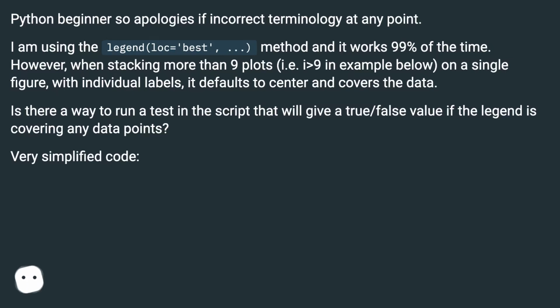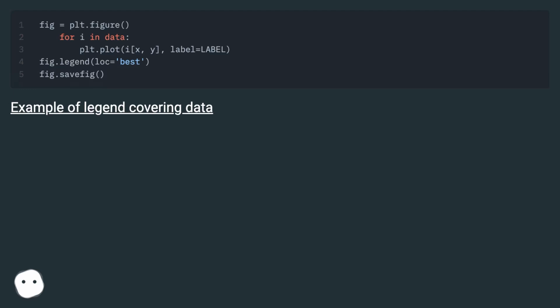However, when stacking more than 9 plots, i.e. I9 in example below, on a single figure, with individual labels, it defaults to center and covers the data. Is there a way to run a test in the script that will give a true/false value if the legend is covering any data points? Very simplified code. Example of legend covering data.